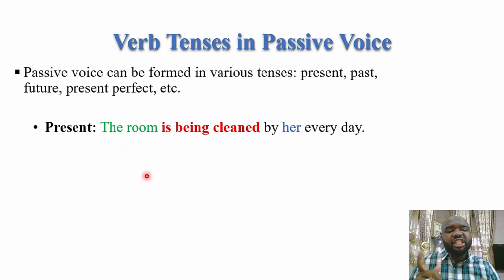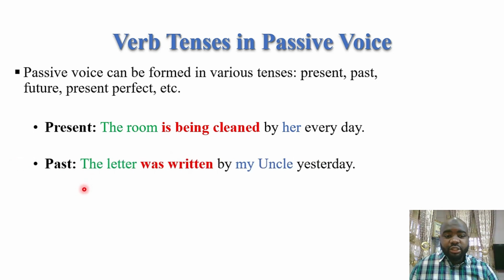So since it's passive, the room is, all right, it should be there. Then this is the what? Infinitive verb to be, all right, here, because it's also in progressive form. Then the past participle of clean, cleaned. Then we have our by, and then her. This is it, the structure.